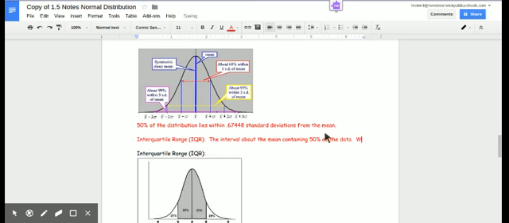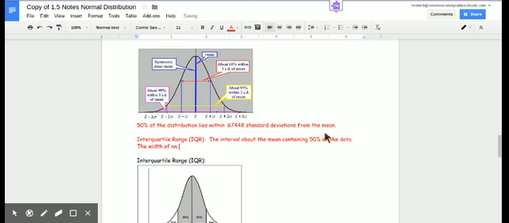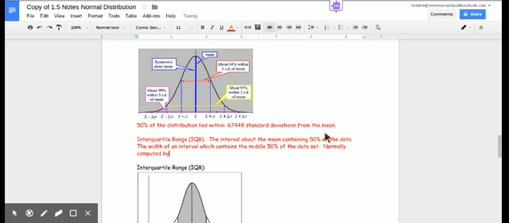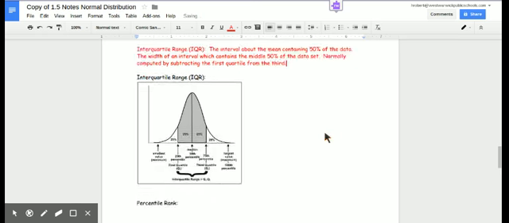And I'm also going to add the width of an interval which contains the middle 50% of the data set. And it's normally computed by subtracting the first quartile from the third. And that makes sense. If you look at a box and whisker, it's broken up into the 4 areas. And I've got this nice picture showing that underneath it.